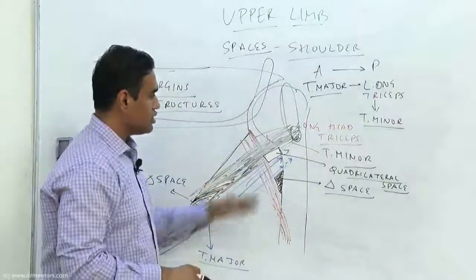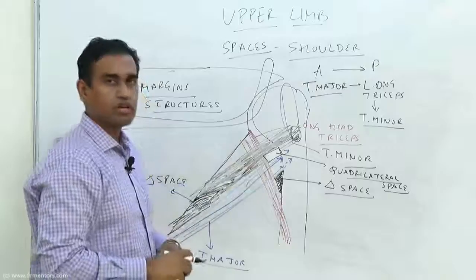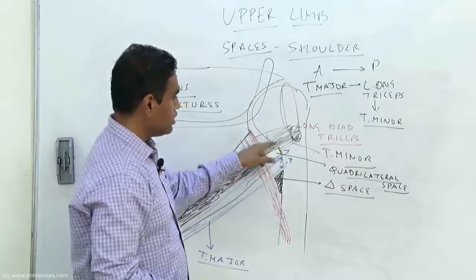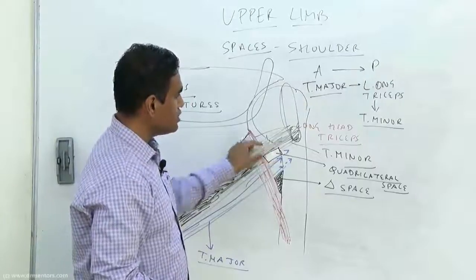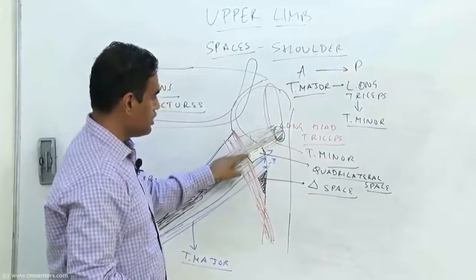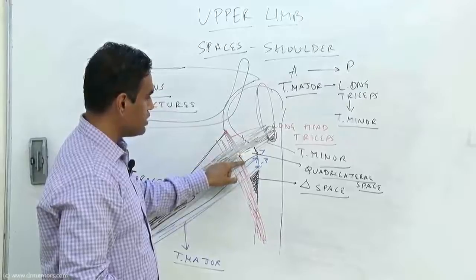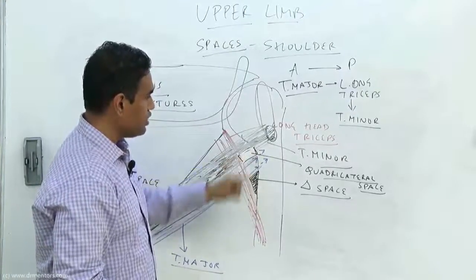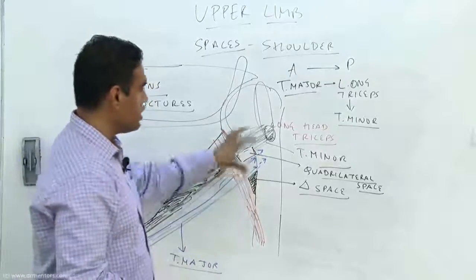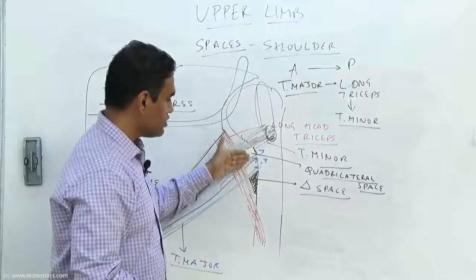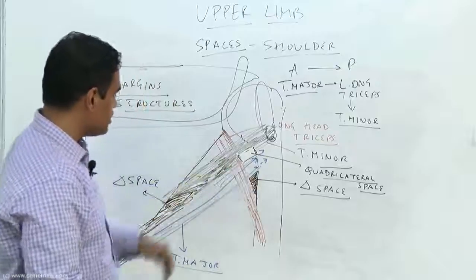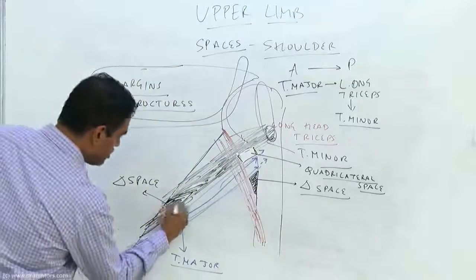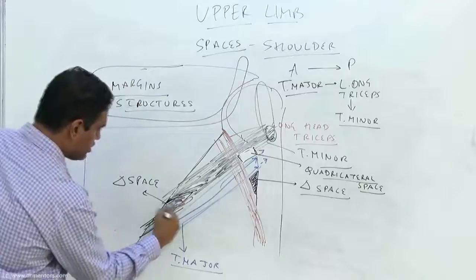So supposedly the question comes of this quadrangular or quadrilateral space. The boundaries are the lower margin of the teres minor, this one. Then we have the long head of triceps. Then we have the teres major, and then we have the humerus. These form the margins of the quadrangular space. Same for the triangular, both these triangular spaces. This triangular space, you can make it with a different color.